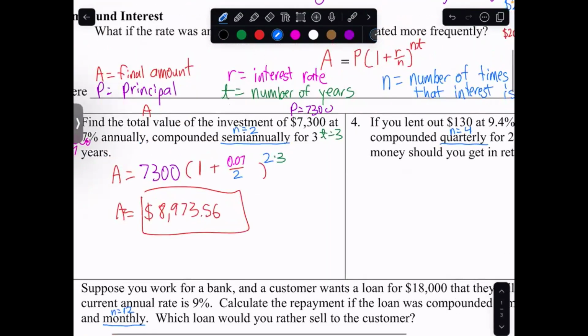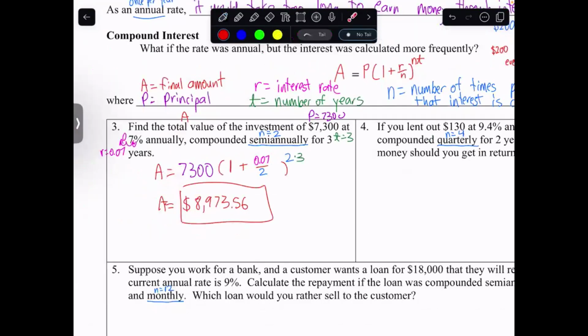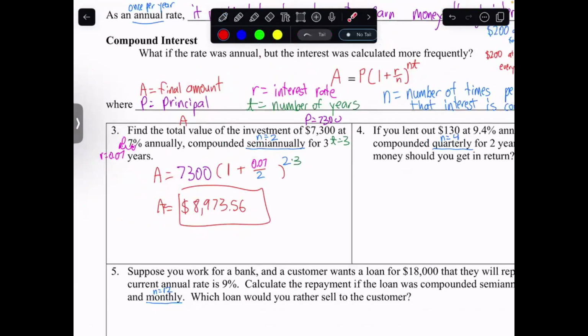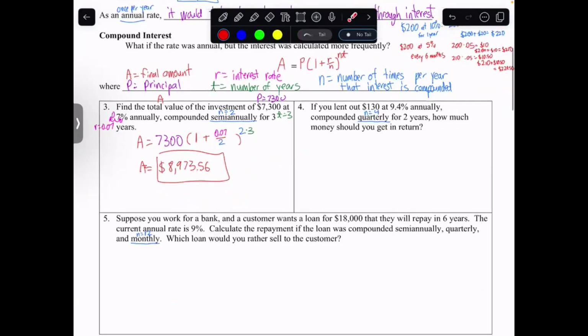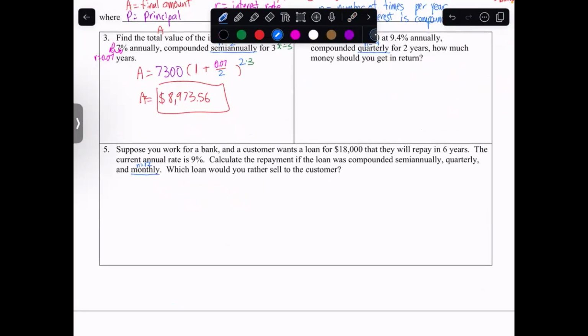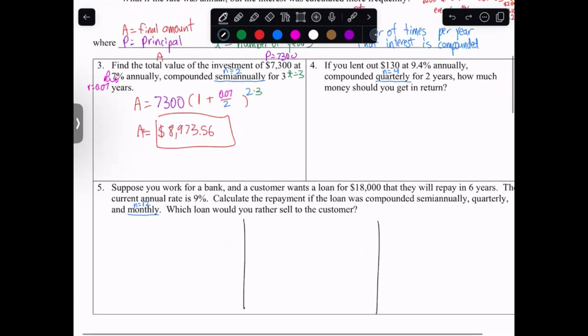It might even be done more often than that, which might seem crazy, but we'll get to that in a few minutes. For now, please try the other two problems. Problem 5 is actually really 3 problems in one because I asked you to calculate first semi-annually, then quarterly, then monthly. So make sure you understand there's 3 different things to do for problem 5.